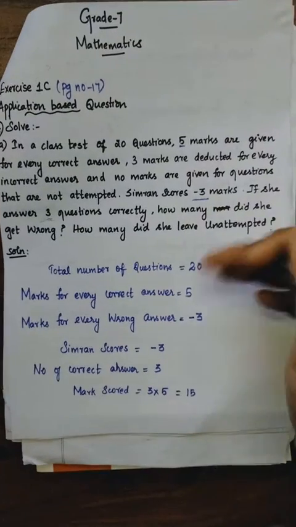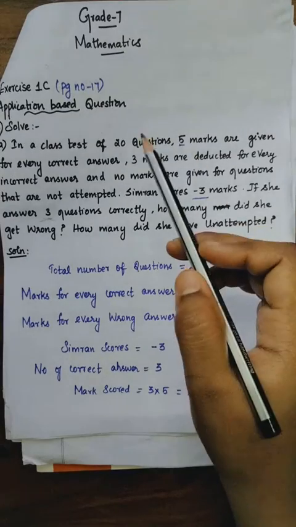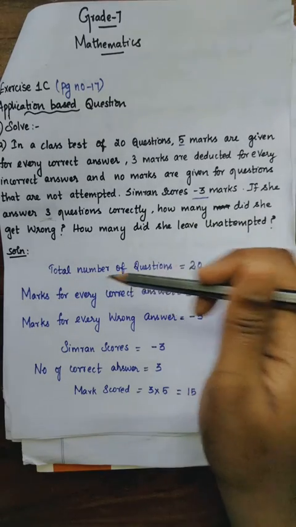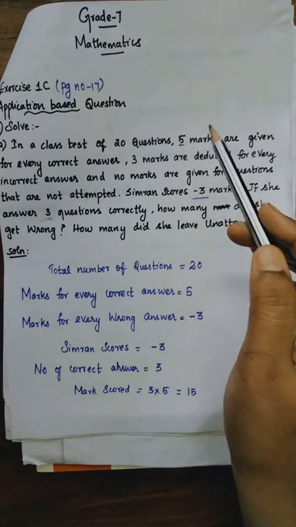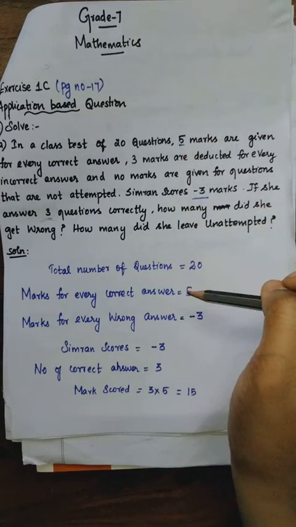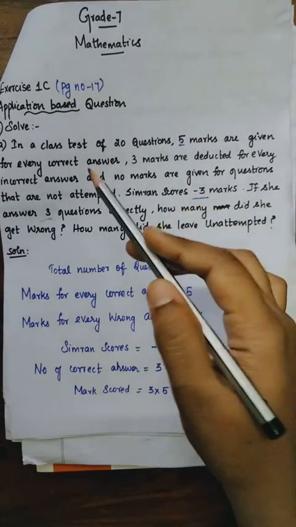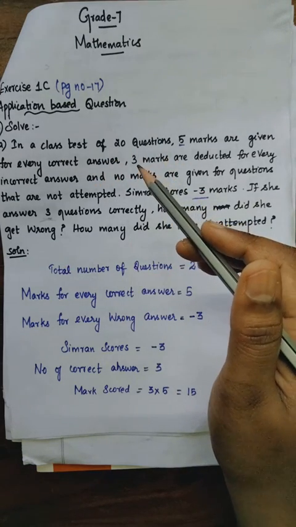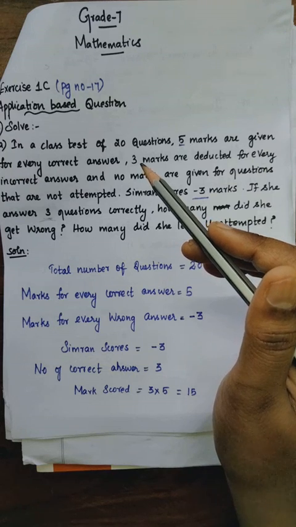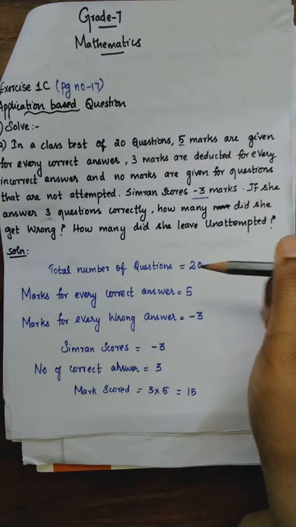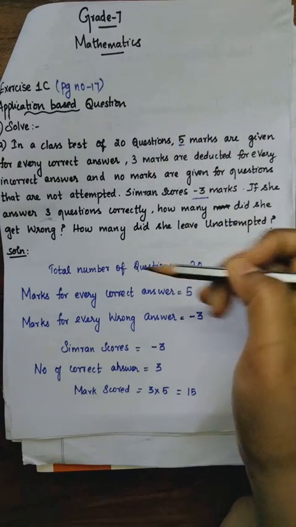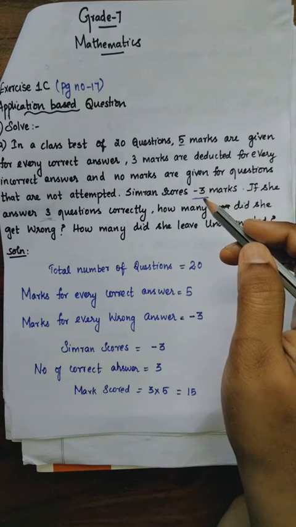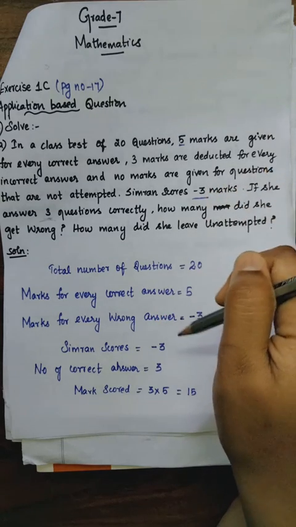So first write the total number of questions: 20. Marks for every correct answer is 5. Marks for every wrong answer is minus 3, because they are reducing 3 marks. Simran's score is minus 3 marks, so her total score is minus 3.